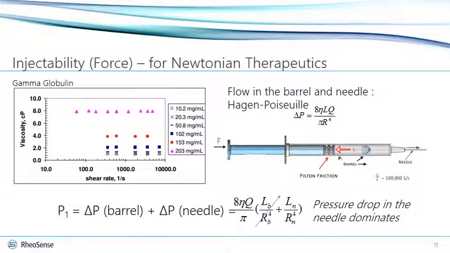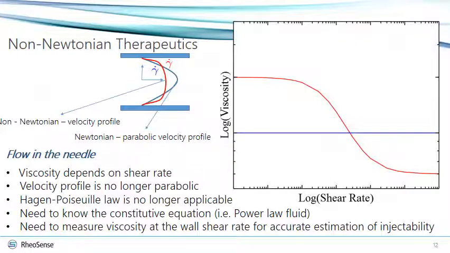However, since the radius of the barrel is much larger than that of the needle, we can neglect the barrel contribution. We are left with the pressure drop that is proportional to viscosity, the needle length, the flow rate, but inversely proportional to the 4th power of the radius. We will use this pressure drop to estimate the force we need to apply to make our therapeutic drug flow into the patient.